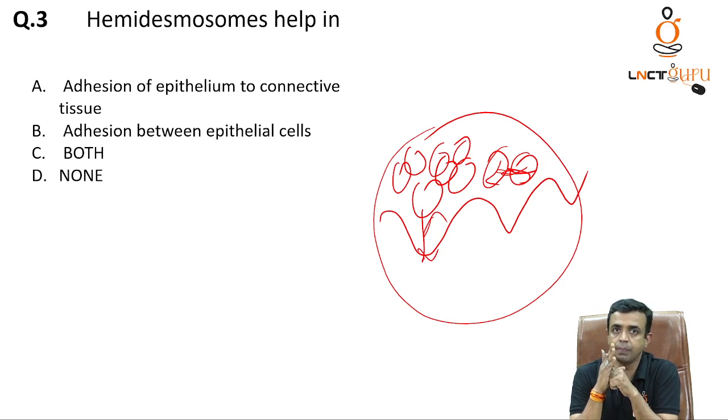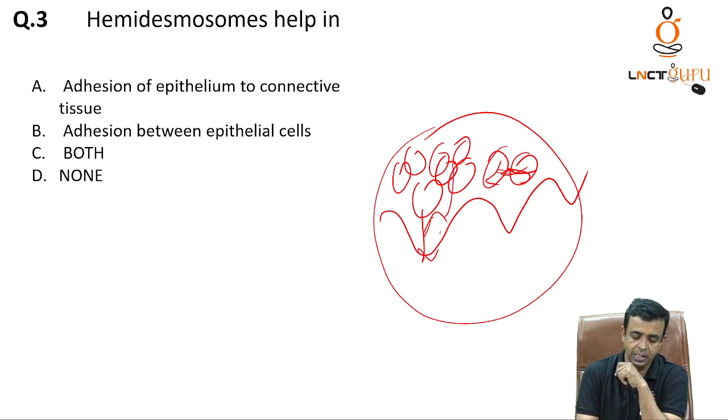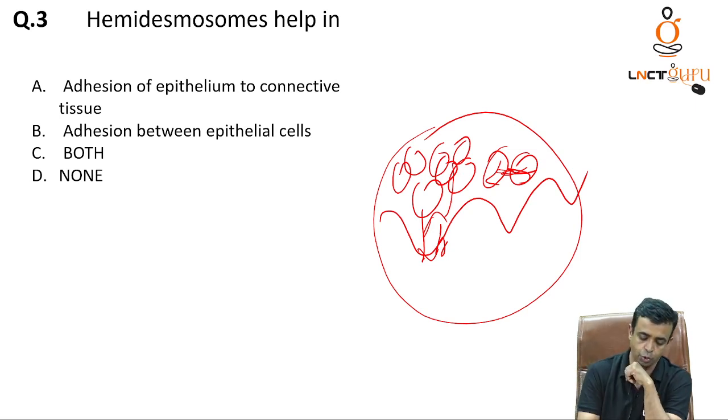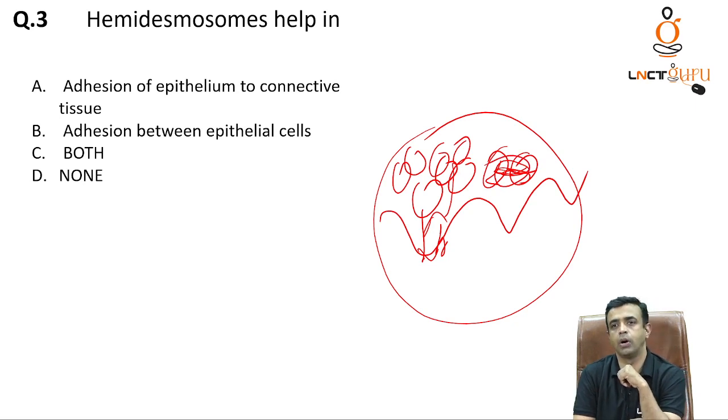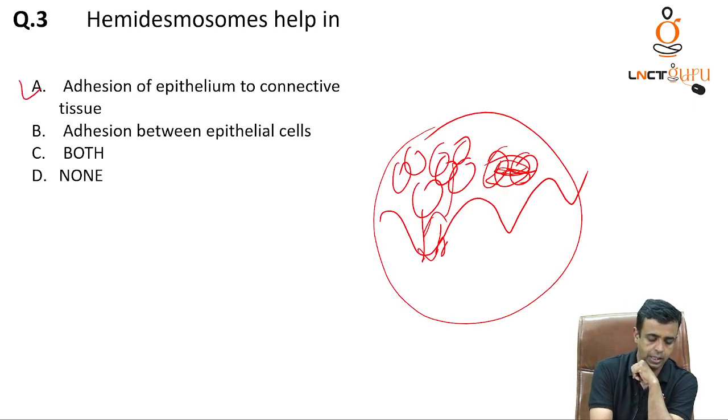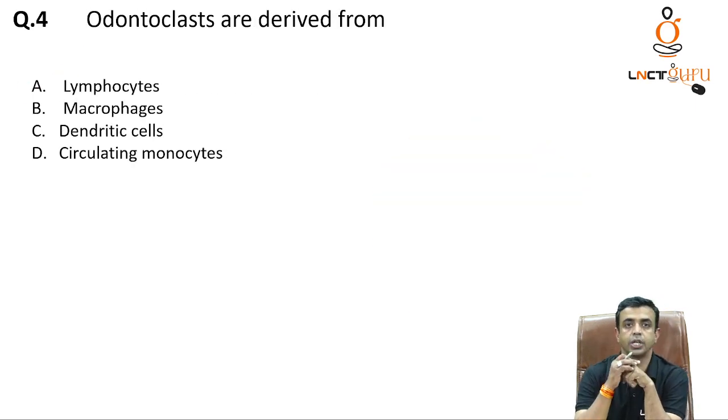Adhesion of epithelium to the tissue, adhesion between epithelium cell, option C both, option D none. So yes, this epithelium is joined to the connective tissue by hemidesmosomes, whereas desmosomes make cell to cell contact. Option A is the correct answer. Coming to the question number 4.